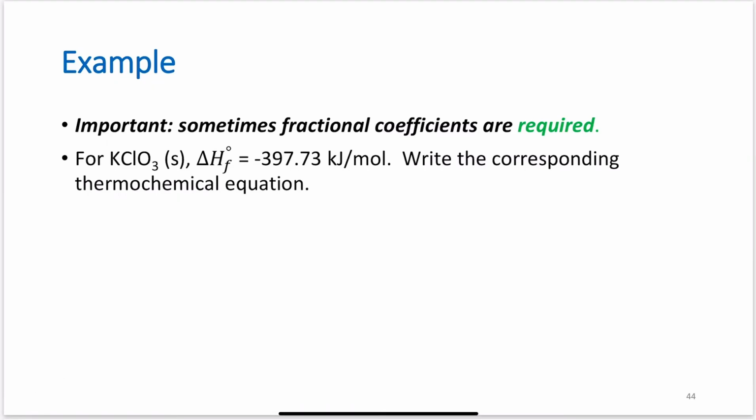Let's look at KClO3. So, what do you guys call this? Hopefully you guys know the name, potassium chlorate. Delta H formation is equal to negative 397.73 kilojoules per mole. Write the corresponding thermochemical equation. So I'm forming KClO3 solid. Delta H formation is equal to negative 397.73 kilojoules per mole, 1 mole.